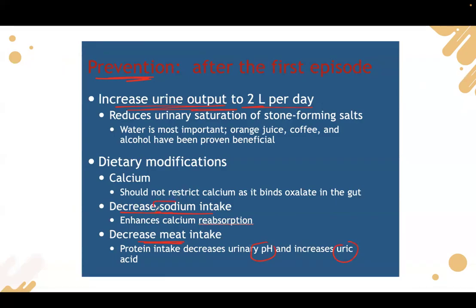Why? Because sodium enhances calcium reabsorption. Whenever we have a high calcium, this would enhance the probability of having calcium kidney stones. It's important to note that one of the dietary modifications is not to restrict calcium. Why? Because calcium in the gut binds oxalate and results in it being excreted, and this won't go through the urinary system, which would decrease the chance of having calcium oxalate kidney stones in the renal system.